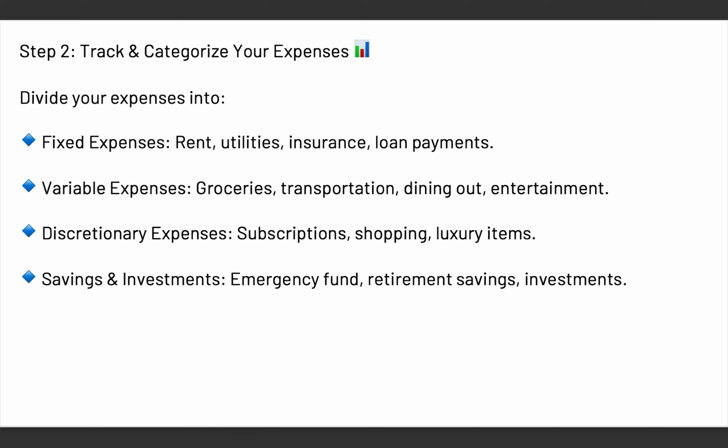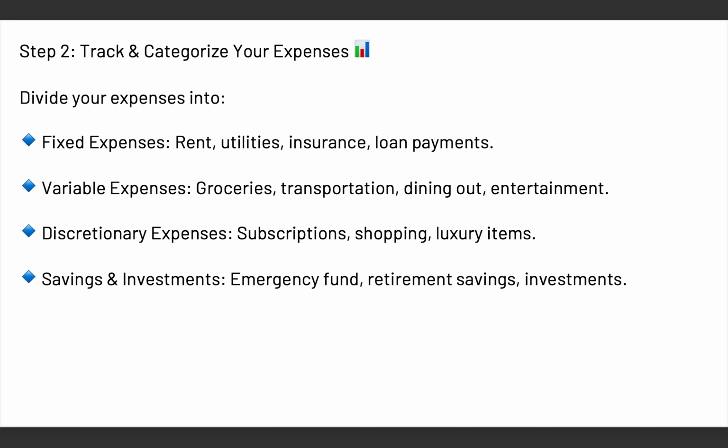So for this one, you have groceries, transportation, dining out, entertainment, and so on. And then you have discretionary expenses like your subscriptions, your shopping, and luxury items. And then you have savings and investment. So this one will be for your emergency fund, your retirement savings, and your investment. So you need to group your expenses into these 4 categories.